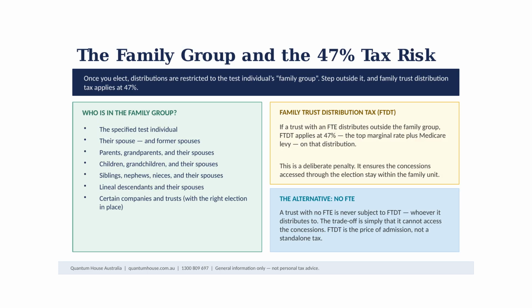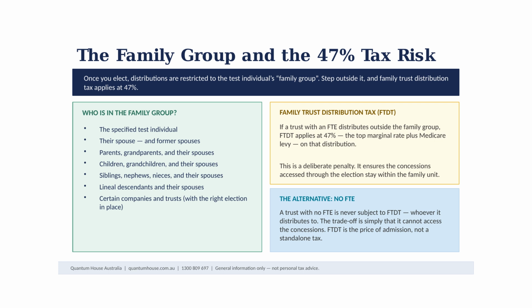Here's the catch that makes this a genuine trade-off. Once you elect, distributions are restricted to the test individual's family group. Step outside it, and family trust distribution tax applies at 47%. So who's in the family group? The test individual, their spouse and former spouses, their parents and grandparents, their children and grandchildren, their siblings, nephews and nieces, and lineal descendants, along with the spouses of those people, and certain companies and trusts where the right election is in place. Distribute to anyone outside that group, and the 47% tax bites.